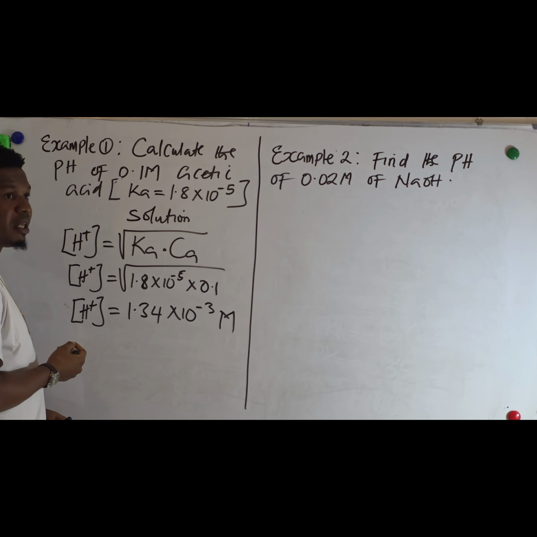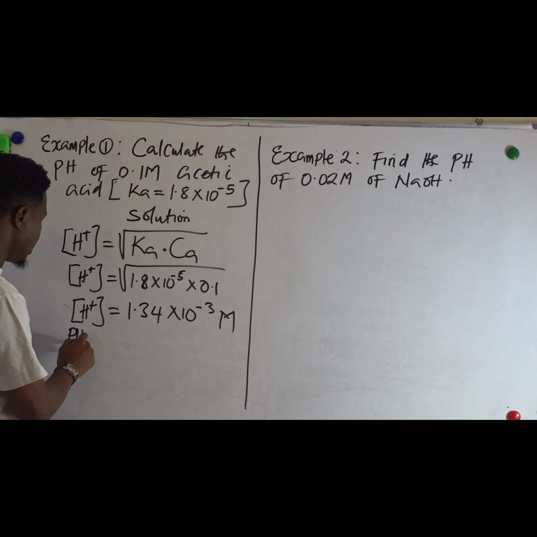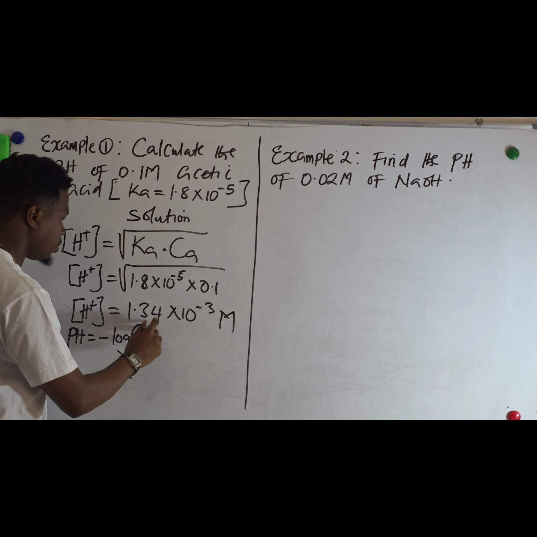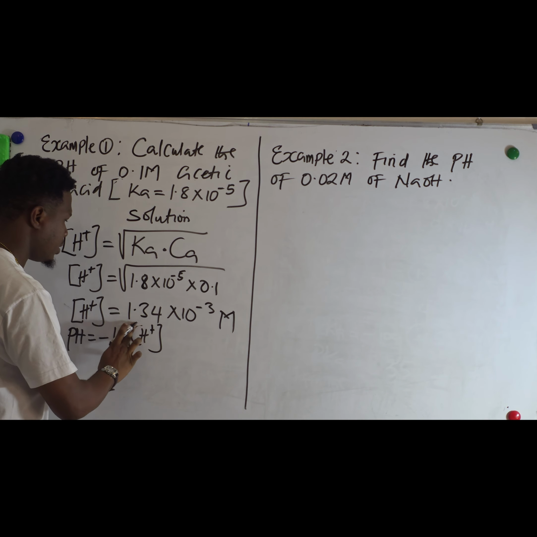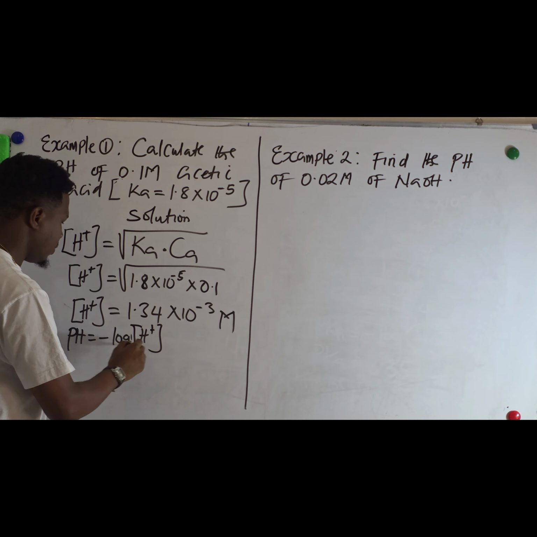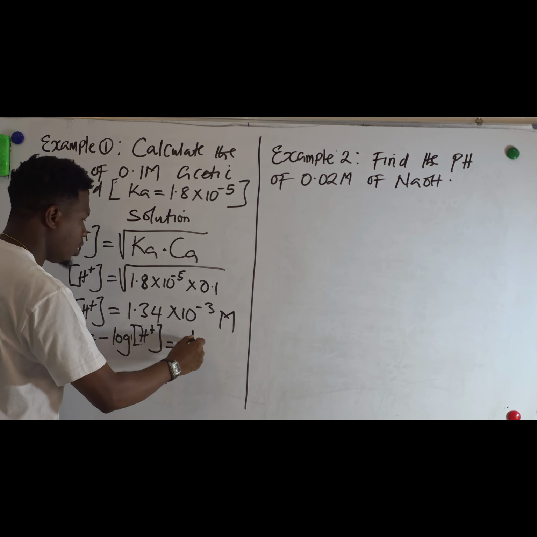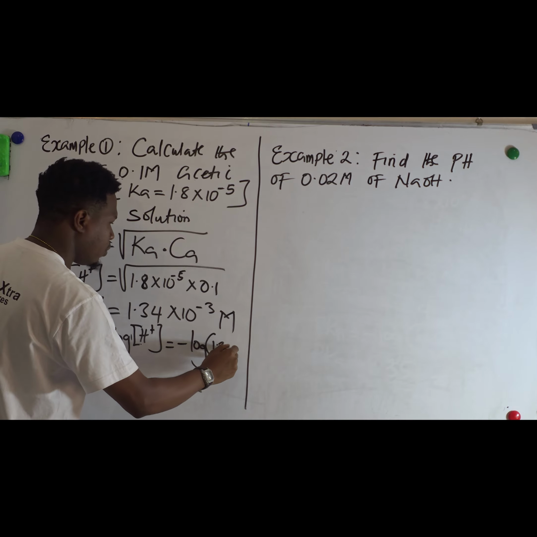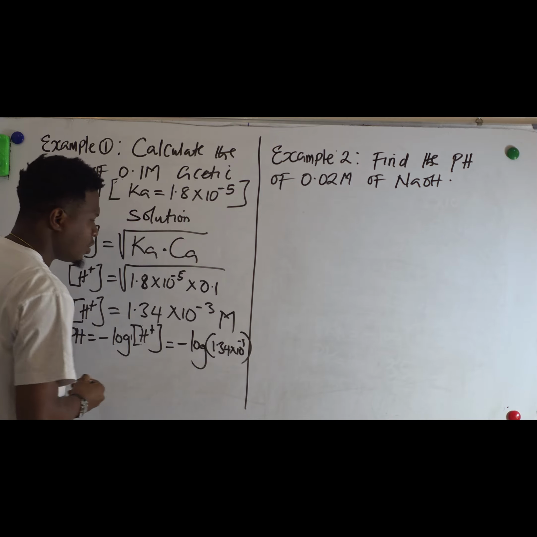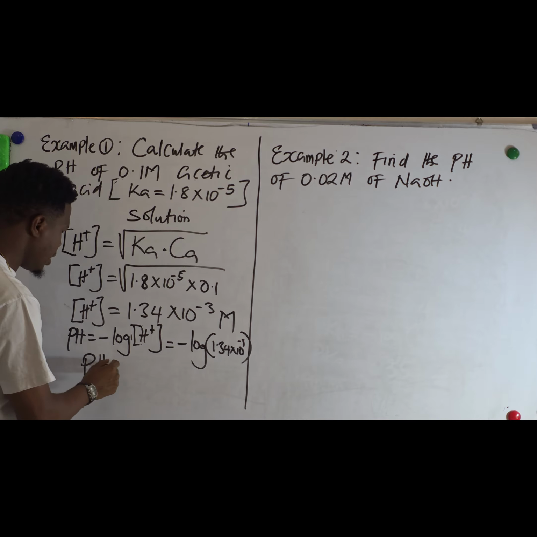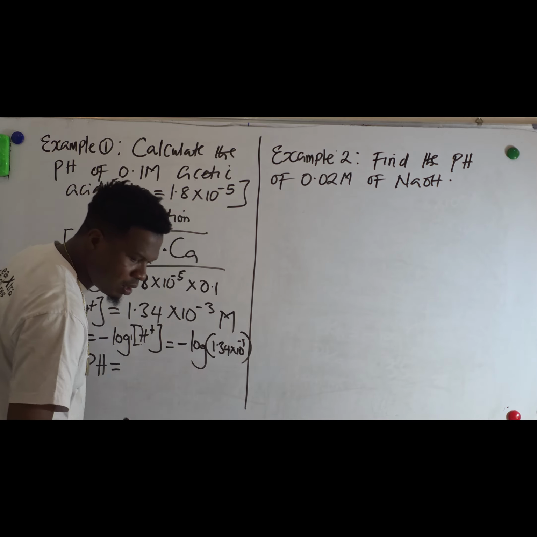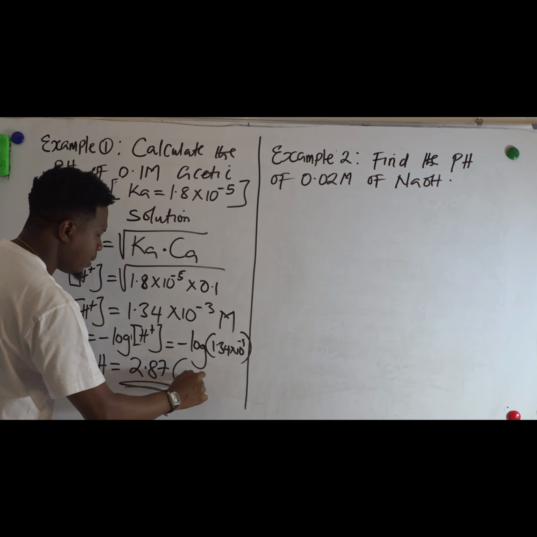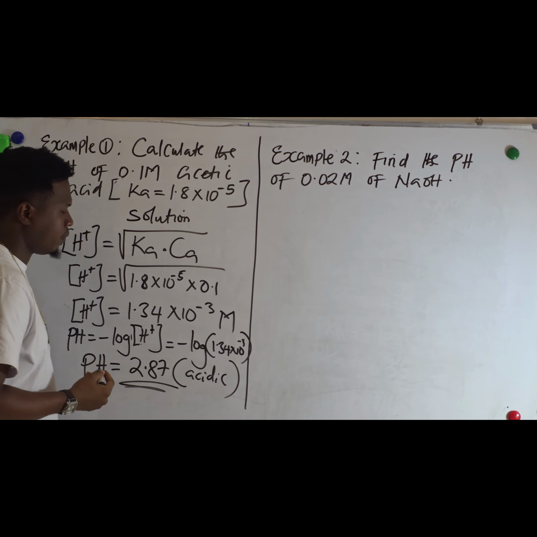So we can now go ahead and find the pH, okay? pH is equal to minus log hydrogen ion concentration, which is equal to minus log of 1.34 times 10 to the power of minus 3. When you punch this value, the pH of this solution will be 2.87. So this is acidic, okay? It's an acidic solution.